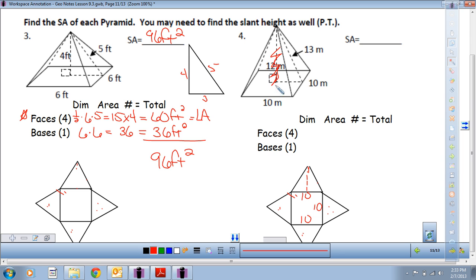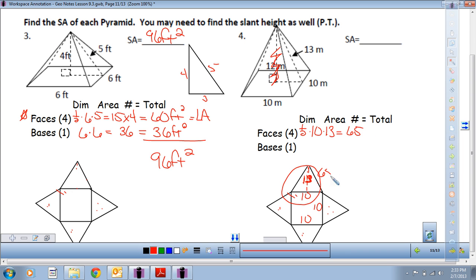There is no more height. So the height of that lateral face, that 13, that slant height, that's this measurement right there. That's the height of the lateral face. So when we go to find the area of this triangle right here, we're going to go 1/2 times the base, which is 10, times the height, which is 13. Now, throw that in your calculator, and you would find that one of those faces has an area of 65.